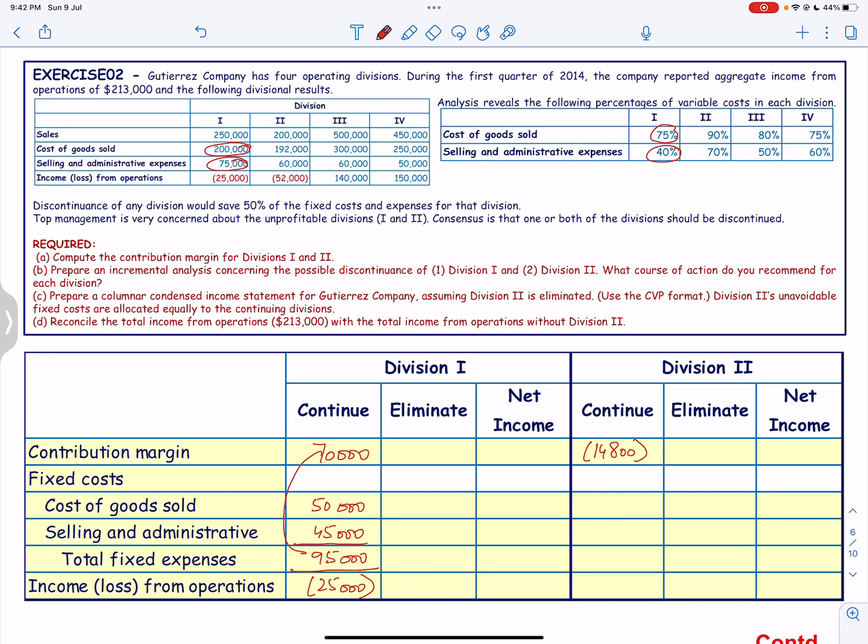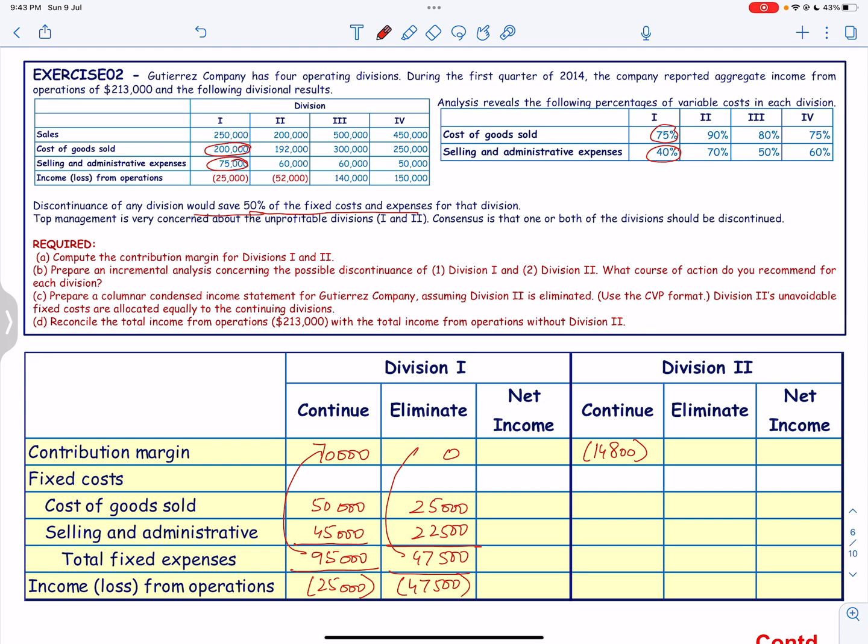Now if we eliminate, there will be no contribution margin. You can see the 50% of the fixed cost and expenses would be saved. That means 50% are still there, that means 50% of 50,000 is 25,000, and 50% of 45,000 is 22,500. So the total fixed cost will be 47,500, and contribution margin minus total fixed cost will again give us negative 47,500.